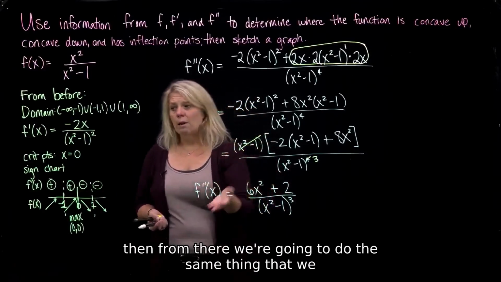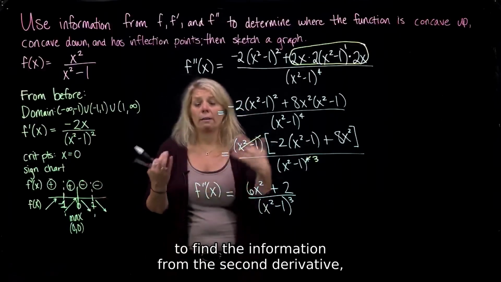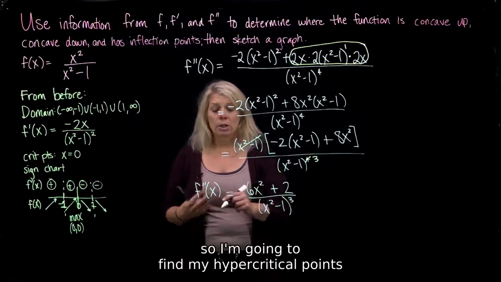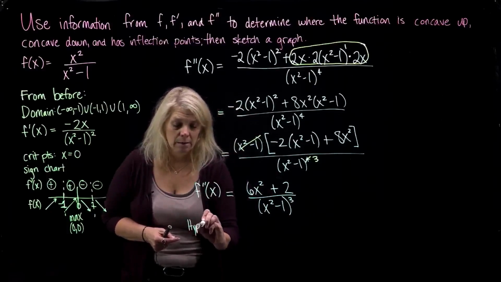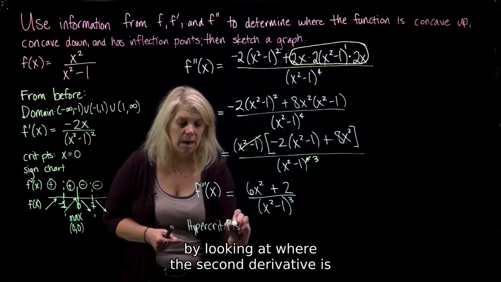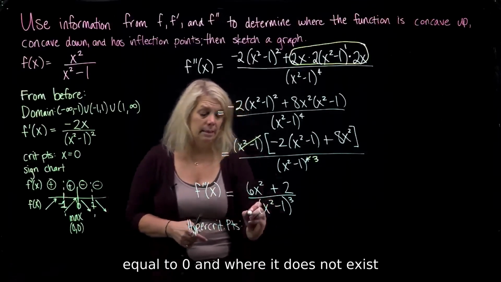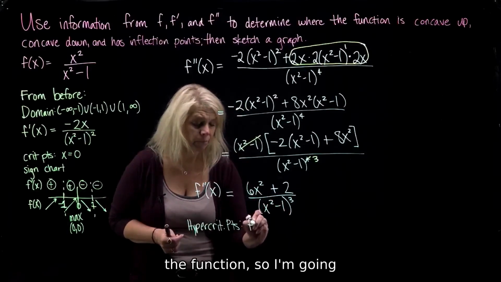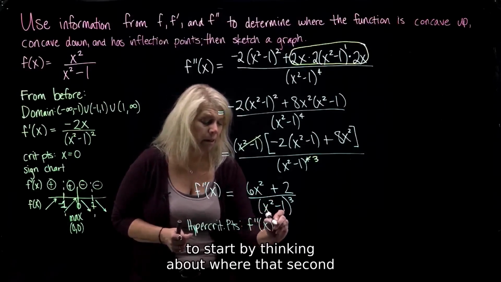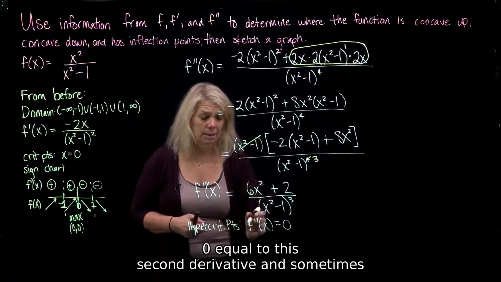All right, but then from there, we're going to do the same thing that we did with the first derivative to find the information from the second derivative. So I'm going to find my hypercritical points by looking at where the second derivative is equal to 0 and where it does not exist. And need to make sure that the values are in the domain of the function. So I'm going to start by thinking about where that second derivative is equal to 0. So I'm going to set 0 equal to this second derivative.